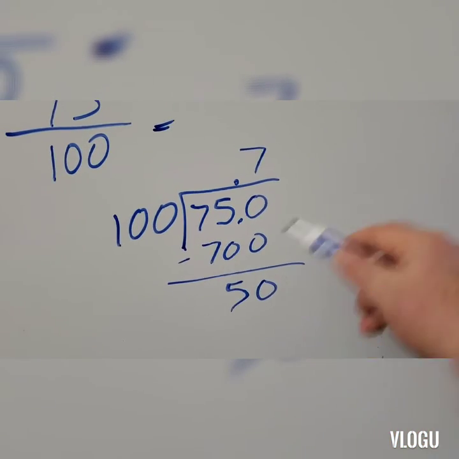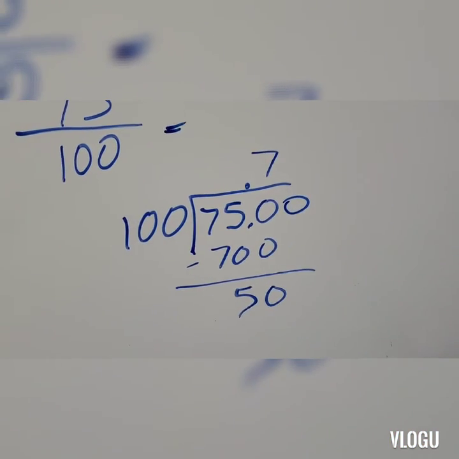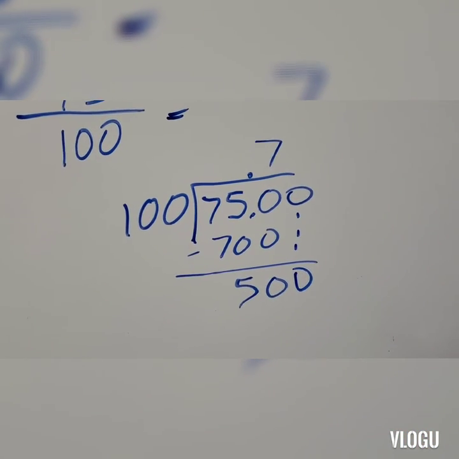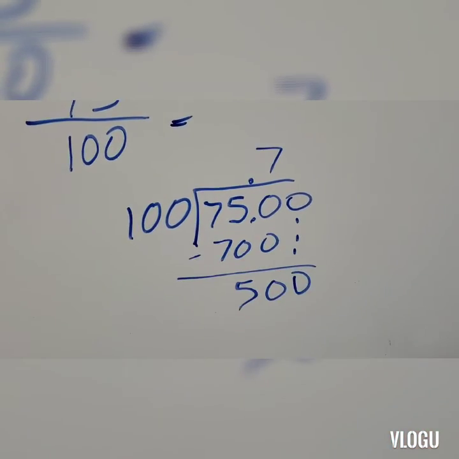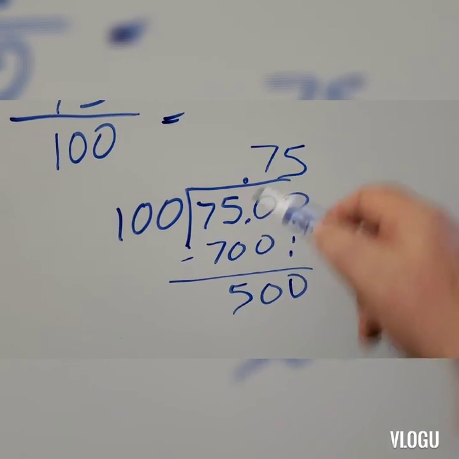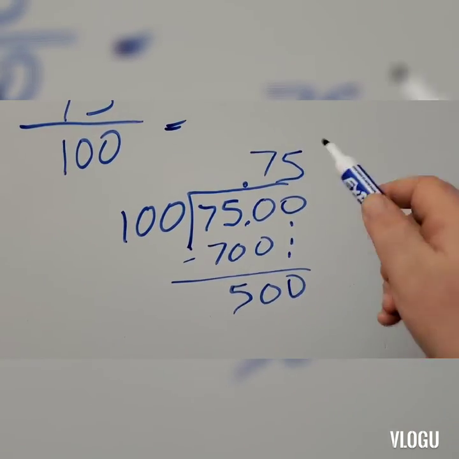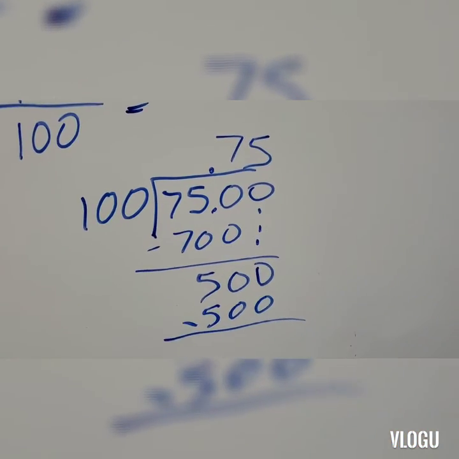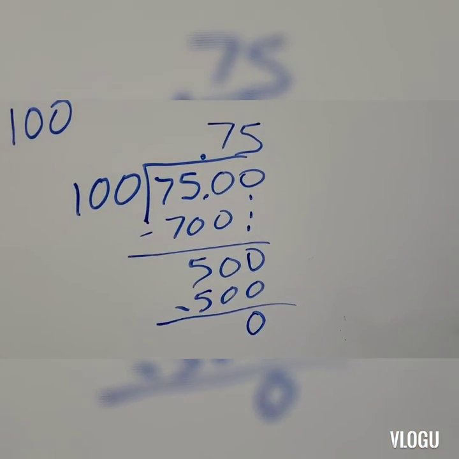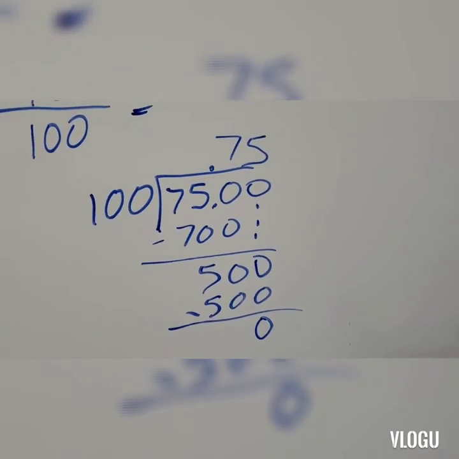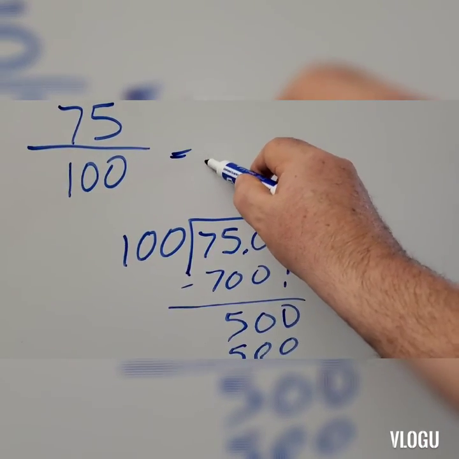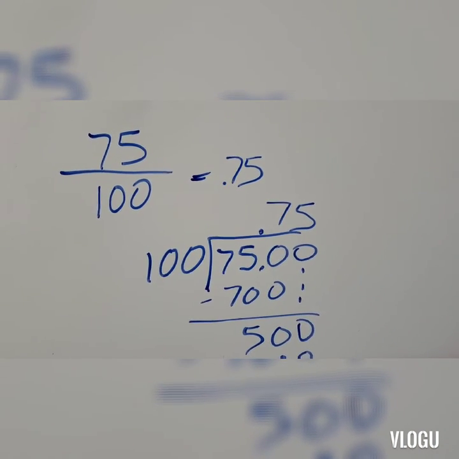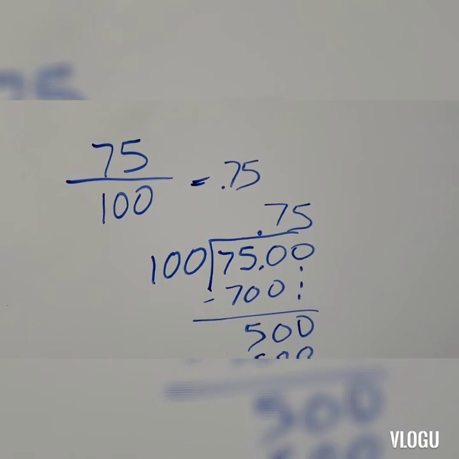I don't want a remainder. I want to continue working. I'm going to add a 0 so I can drop the 0 down. 100 goes into 500 5 times. 5 times 100, 500. Subtract, there's no remainder. My decimal is 0.75, or 75 hundredths.